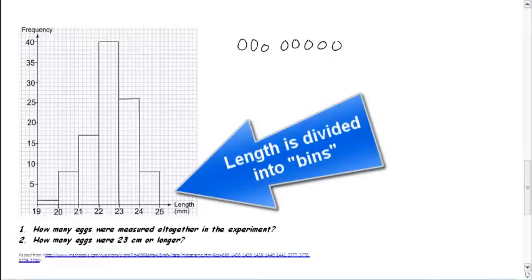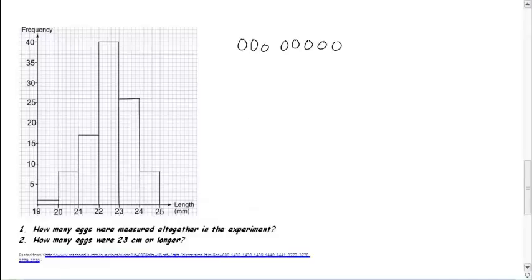So the first bin or the first range is eggs that were 19 to 20 centimeters long, then 20 to 21, 21 to 22. So notice that we can't tell the difference between two eggs if they were 20.3 and 20.7 centimeters long, or millimeters, because we grouped them into the same category. So let's work through these two questions as examples. The first question asks, how many eggs were measured all together in this experiment? Well, we have to go and we have to count all the individual bins. So let me show you how to do that.